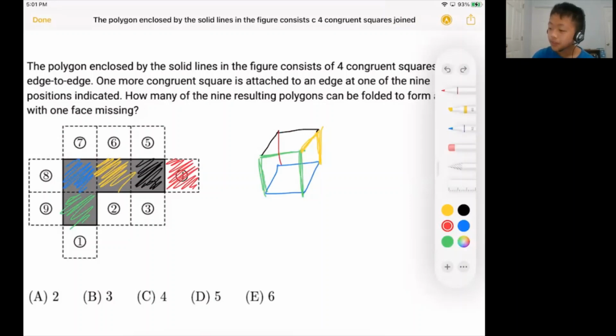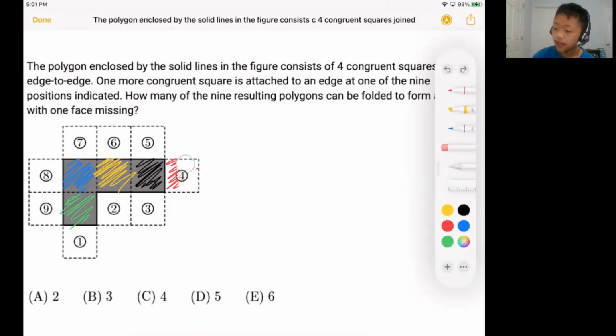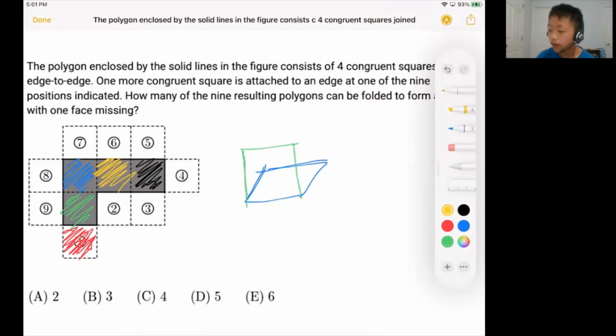So basically, let's look at square 1, for example. If you imagine folding this, the reason this won't work is because the blue square is going to stay at the base, at the bottom of the cube. Then you have the green square. If you fold it upward, you're going to get this. Then you fold the yellow square, and when you fold the yellow square, you're going to get this face.